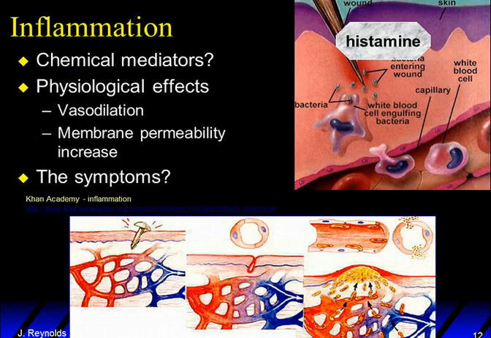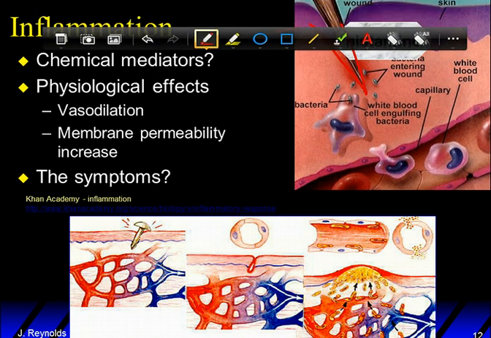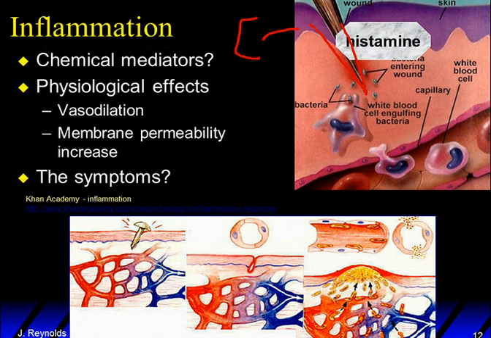Alright, so let me set this up. We have a situation. This happens to be a wood splinter right here. It goes into the body. That's the epidermis right there. And this is the dermis, connective tissue, right there.